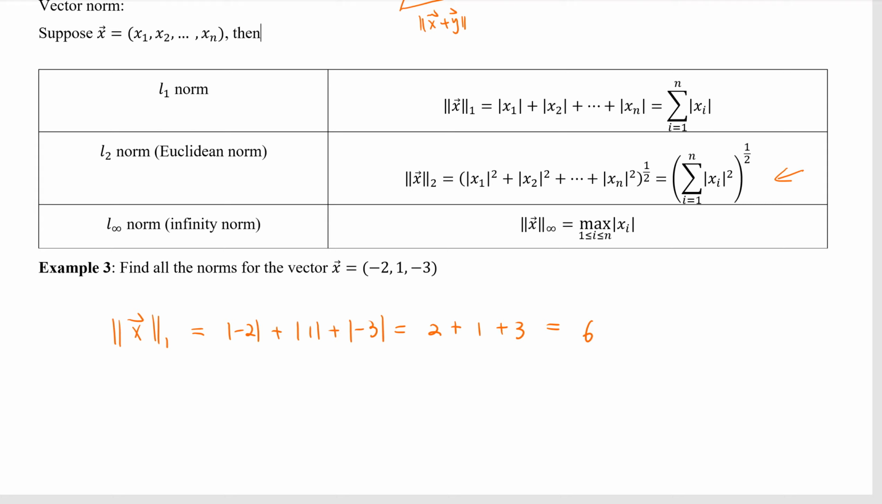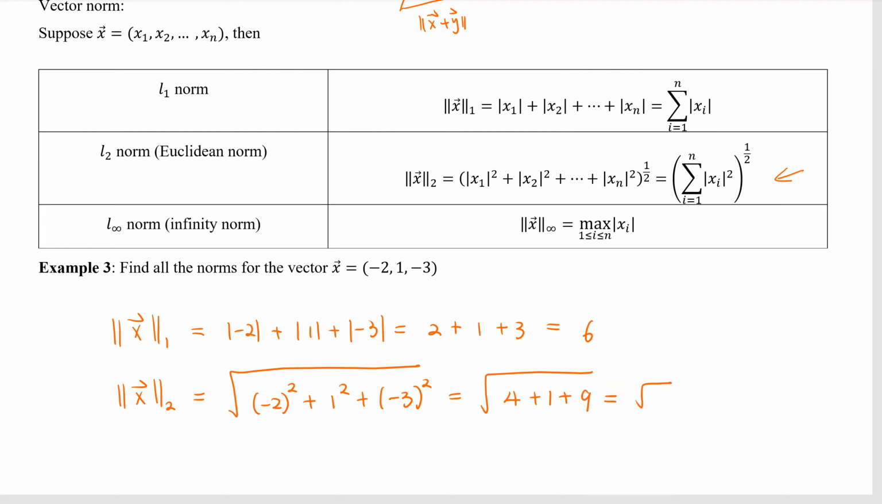So far, so good, everybody? Okay, next. How about the L2 norm? The L2 norm is the square root of the sum of each coordinate squared. What's -2 squared? That's 4. 1 squared is 1. 3 squared is 9. So we get the square root of 14. So far, so good, everybody?